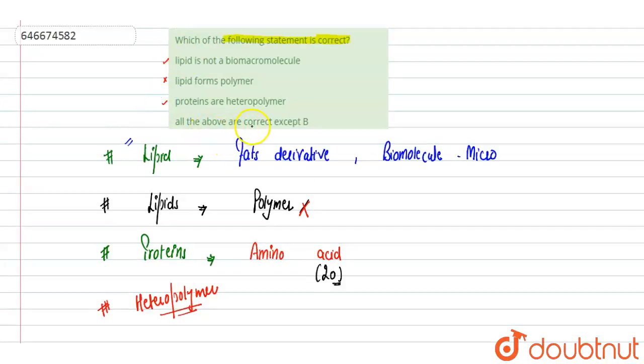So all of the above are correct except B. Yes, all are correct except B, because B is incorrect. So we can say that option D is correct.